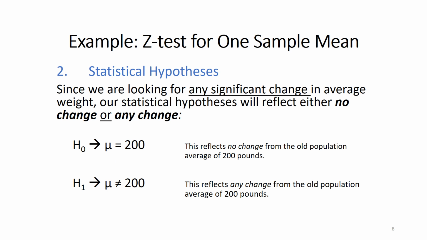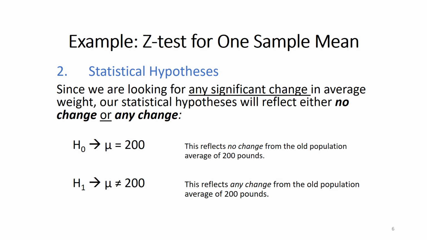H1 says population mean does not equal 200. So when you look at these two things, you notice two things. One, they are what we had referred to before as mutually exclusive. So H0 and H1 are mutually exclusive, meaning you can't be in both categories at once. You're either equal to 200 or you're not equal to 200.